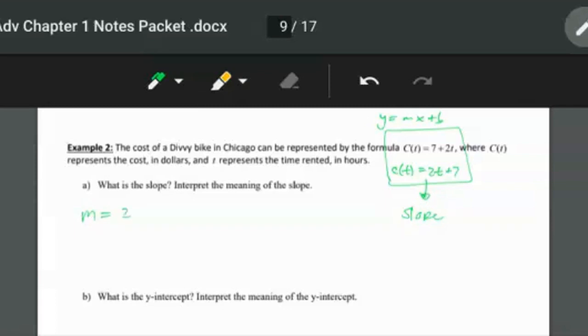And then it says interpret the meaning of the slope. We have to understand what this actually means, this number 2.